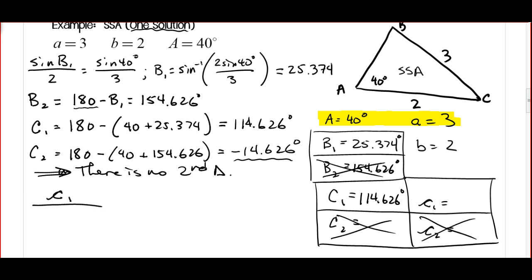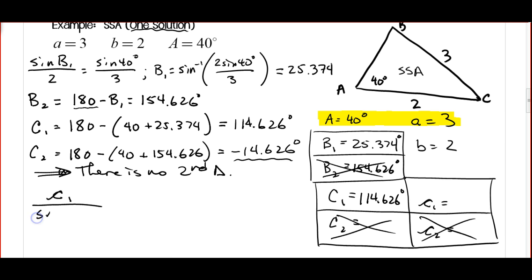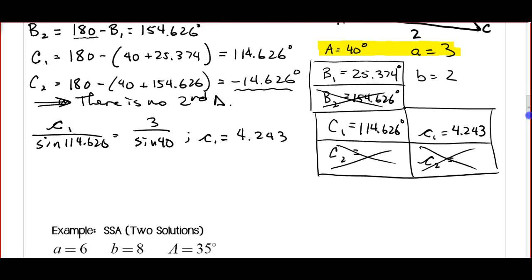We still need to find side C1, which you could just call side C at this point if you wanted to, over sine of 114.626, and that's going to be 3 over the sine of 40, using angle A and side A again. So I get that side C1 is about 4.243. Alright, there you have it. Again, anytime you have questions, go ahead and pause and write those questions down so you can ask me the next time you see me.